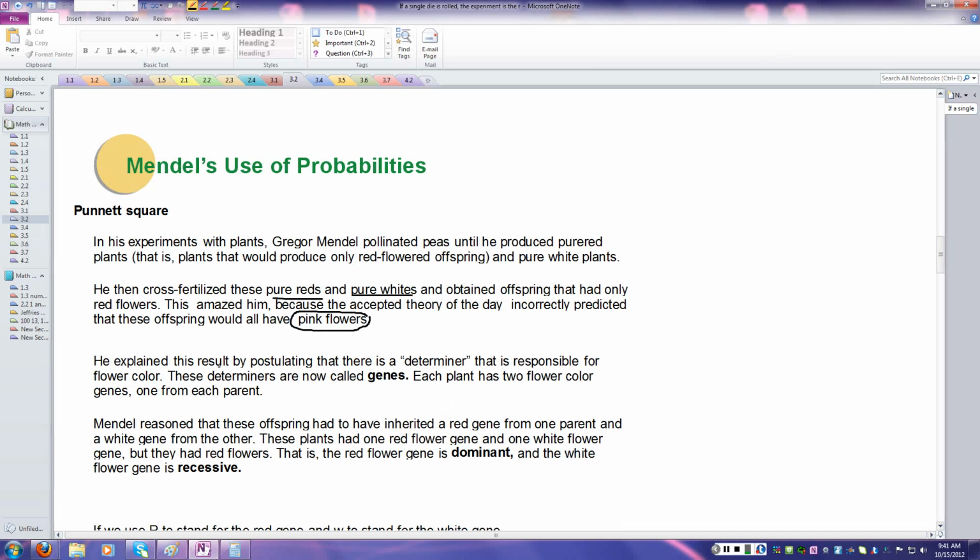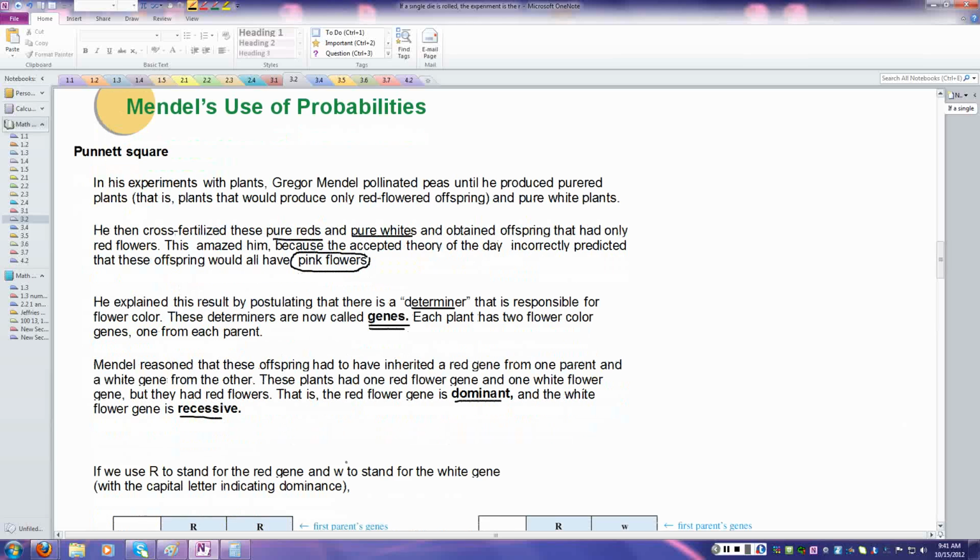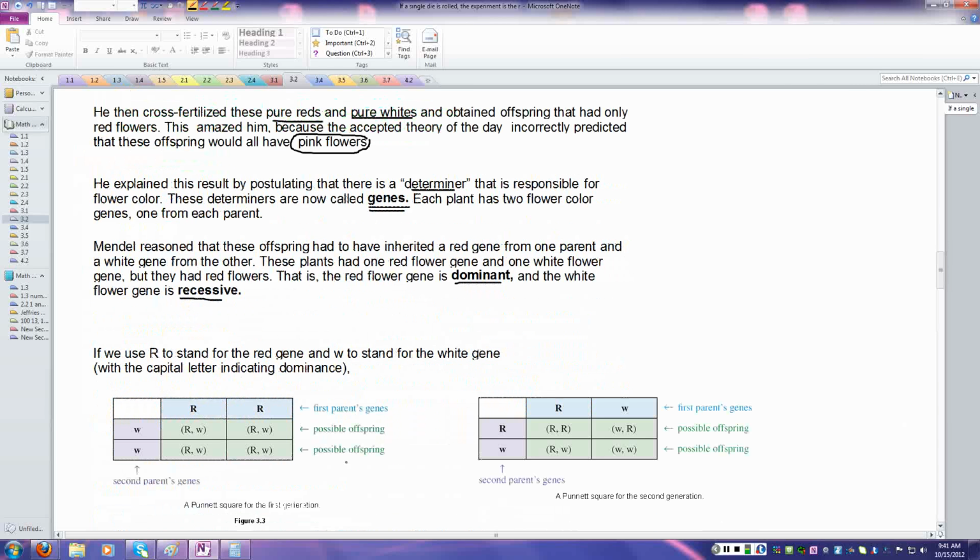And he explained the result was going to be determined by genes, and that there was a dominant gene and a recessive gene, because he had more red flowers than white flowers. Mendel reasoned that these offspring had to inherit a red gene from one parent and a white gene from another. These plants had one red flower gene and one white flower gene, but had red flowers. So the red flower was dominant.